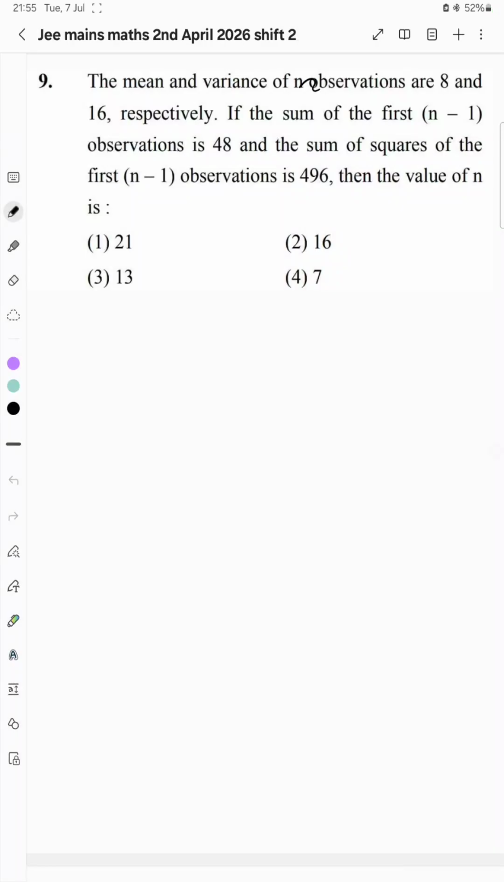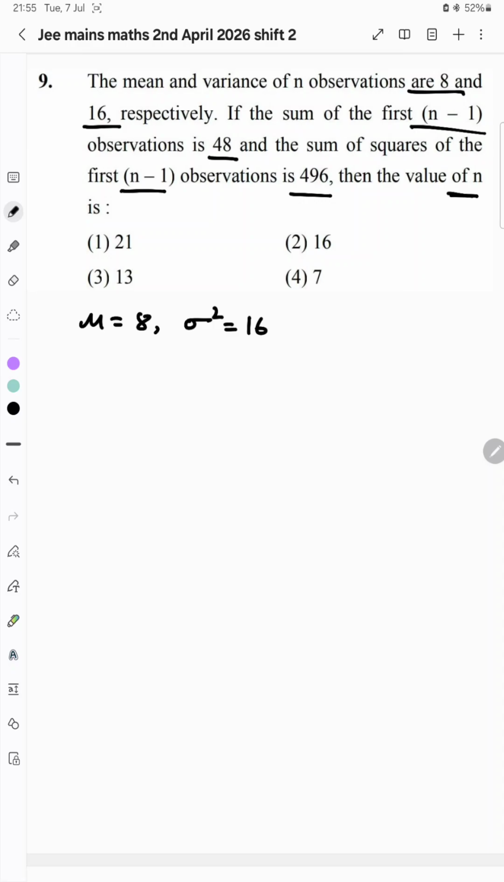Mean and variance of n observations are 8 and 16 respectively. If the sum of the first n minus 1 observations is 48 and the sum of squares of the first n minus 1 observations is 496, then the value of n is what we should find. Here you can observe they clearly give mean and variance. The mean is 8 and the variance sigma square is 16.